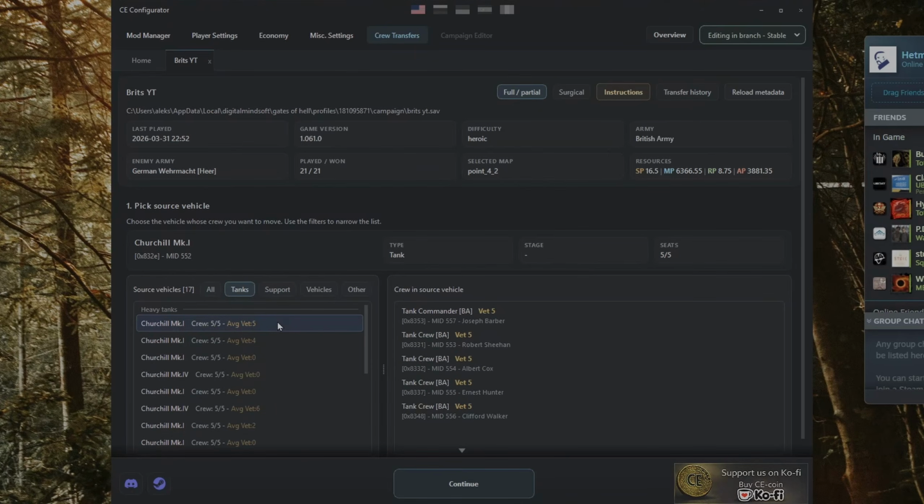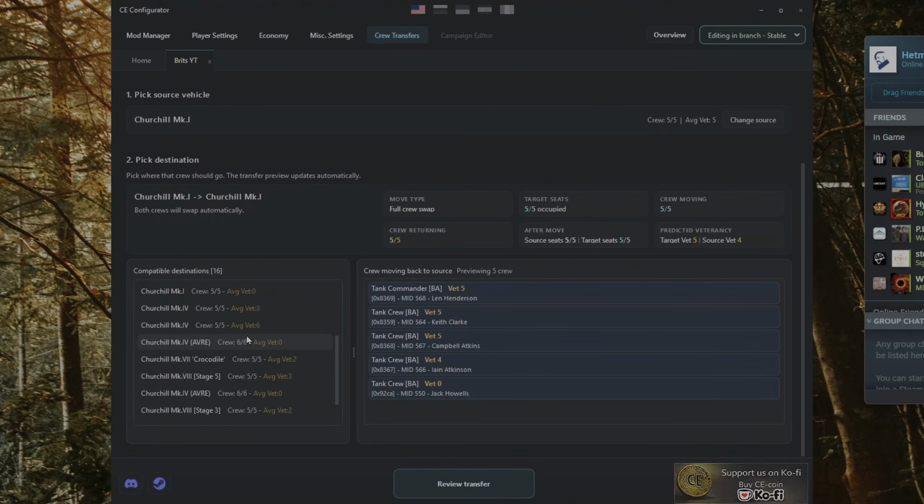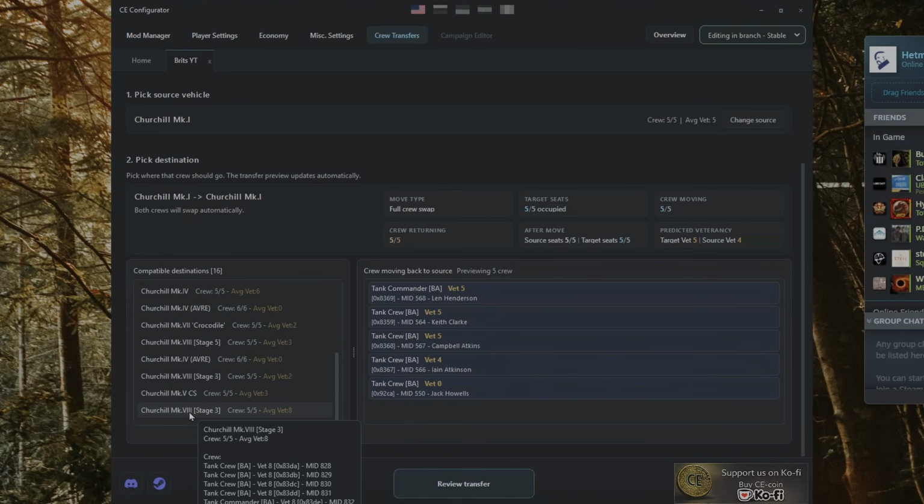And what we're going to do here, we're going to select, maybe we can go with Churchill Mark 1. Why not? We have veterancy level 5, but the day is 21, and Churchill Mark 1 is kind of obsolete at this point, right? So we're going to click continue, and now I'm looking for a suitable tank, to be precise. Some tank with low veterancy.